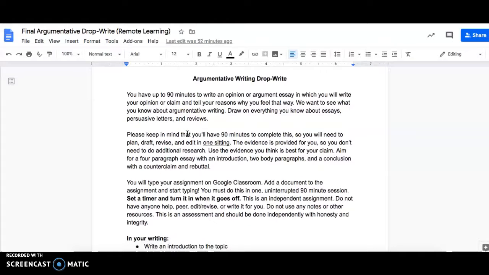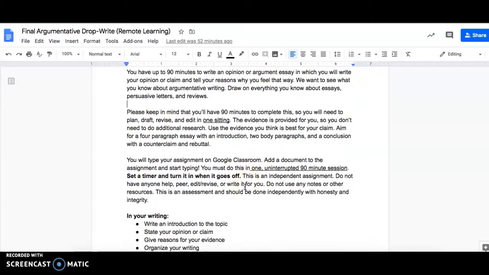The important parts are essentially you're writing an argumentative essay. You have 90 minutes to complete it, and we want you to do it in one sitting. So it's just like we do in class when we get to the end of a writing unit and you have to do your on-demand in class, except this time you're doing it at home. As the directions say right here, the essay should be 4 paragraphs: an introduction paragraph, 2 body paragraphs, which are going to be in CER format, and then your conclusion paragraph that should include a counterclaim and rebuttal.